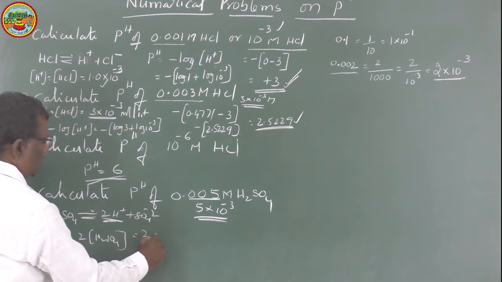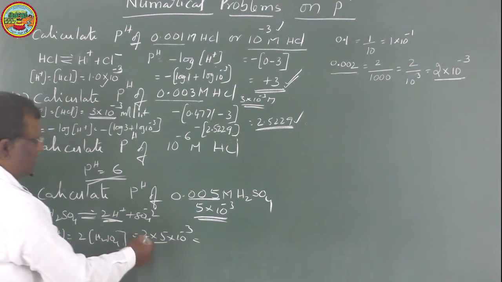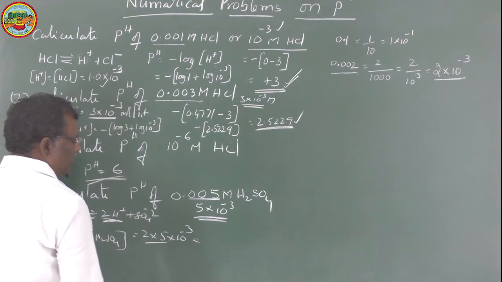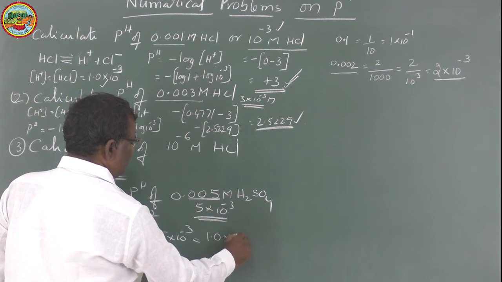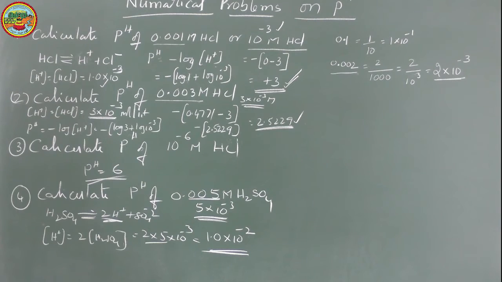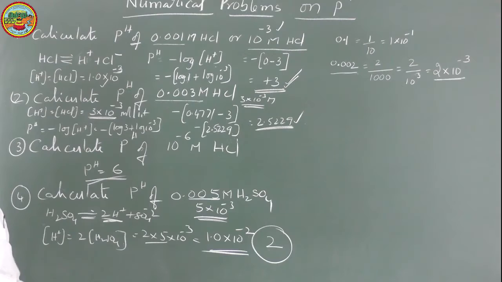That is equal to 2 into 5 into 10 to the power minus 3, or 2 5s are 10, or 10 into 10 to the power minus 3, or you can write it as 1 into 10 to the power minus 2. So if it is 1 into 10 to the power minus 2, its pH will be 2. So this is the way to solve problems like this.